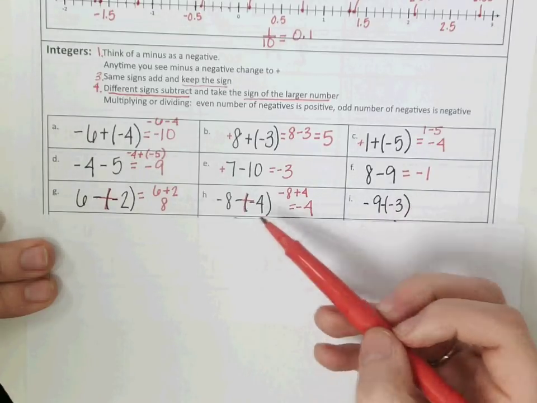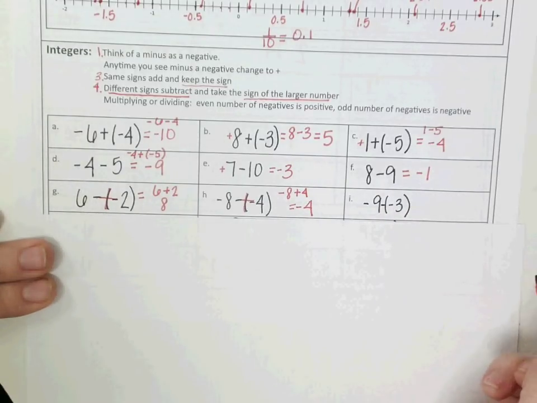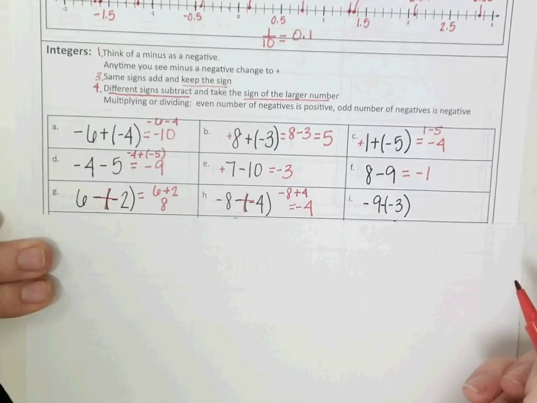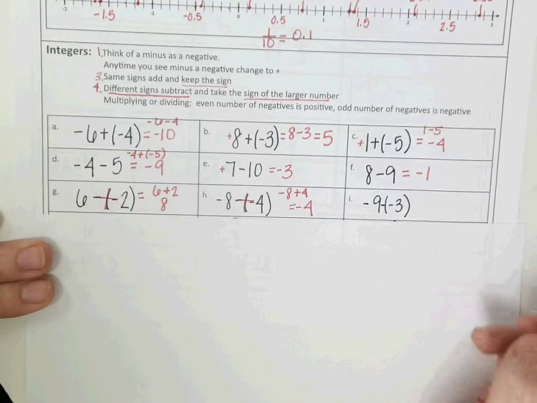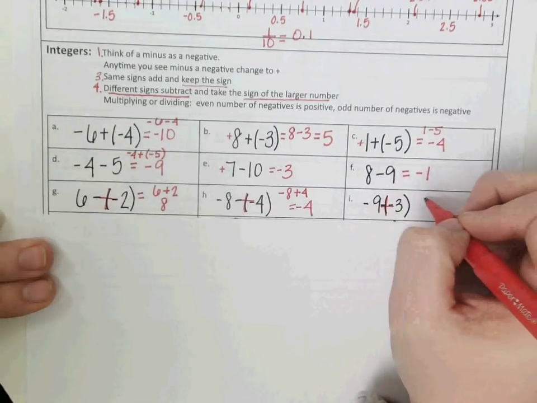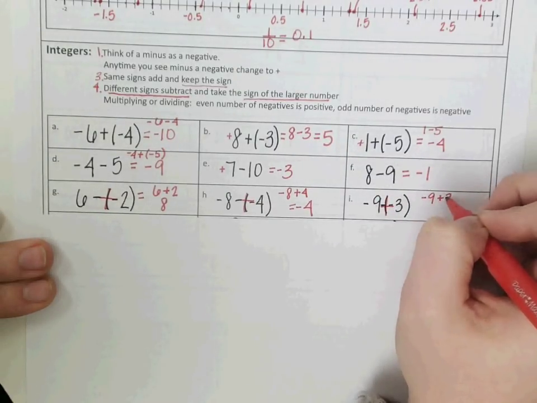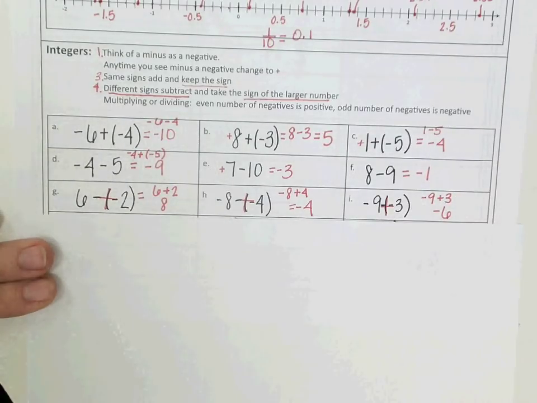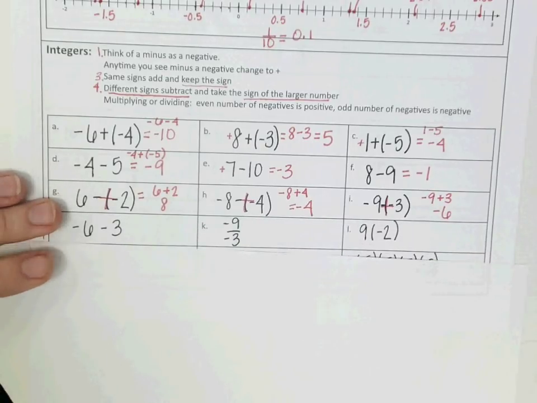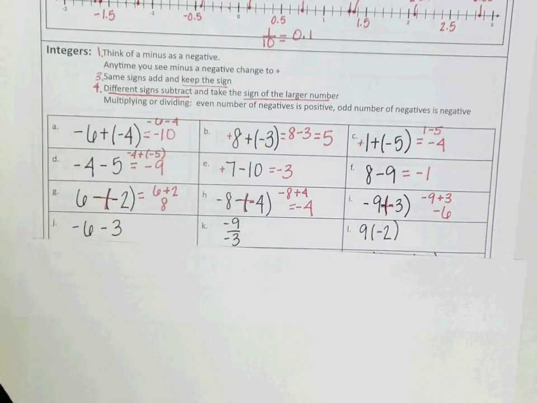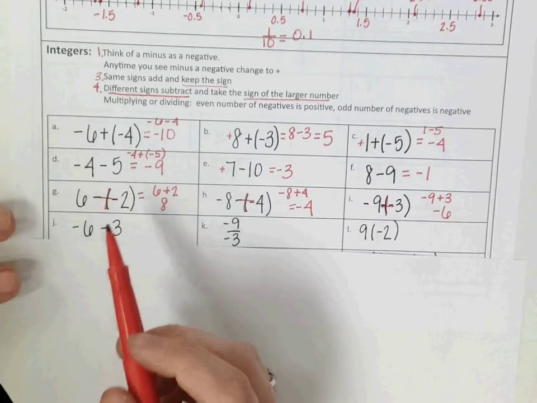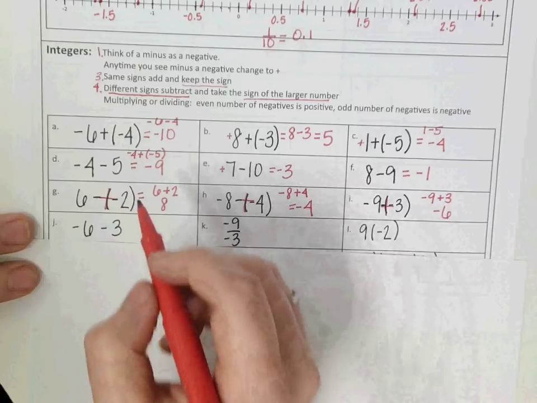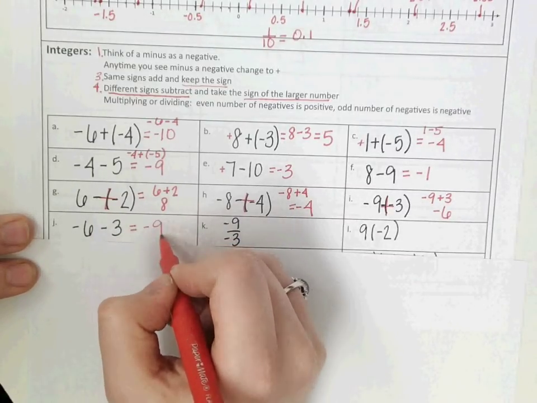So then I is very similar to H. If you want to do I for me really quick, think about if there's something we can change. So we know we can change our double negative to a positive. So this is negative 9 plus 3. Again, these are opposite signs. So this is going to give me negative 6. Okay, and then our last one for addition and subtraction here is negative 6 minus 3. Again, it's like letter D. They're the same sign, so we add them and then take their sign. That's going to give me a negative 9.